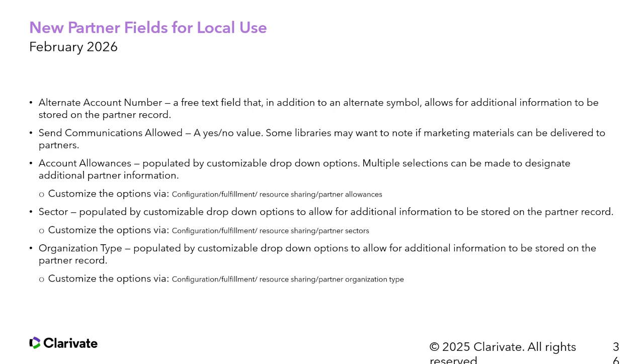So you would configure these values under configuration, fulfillment, resource sharing, and then you can define the values that would show up for you to select to apply an organization type or to apply a sector or to apply account allowances to your partner. If these dropdowns are not configured, these values will not show on your partner record, but you have these as new fields available to you for defining new information about your partner records for your use.